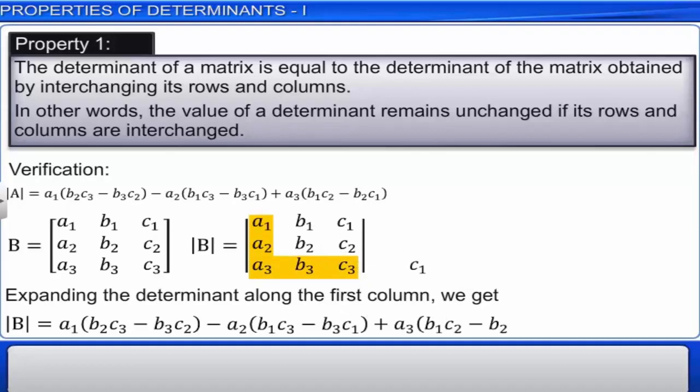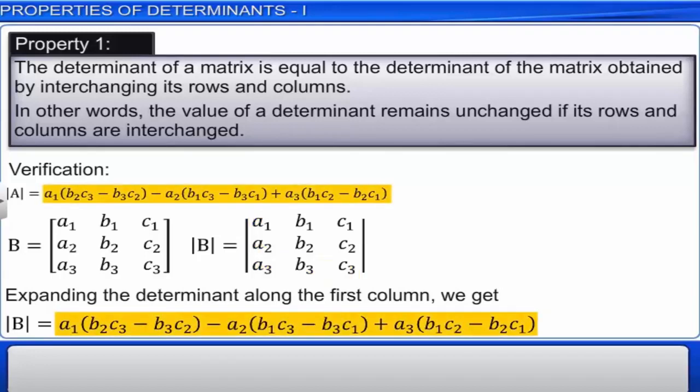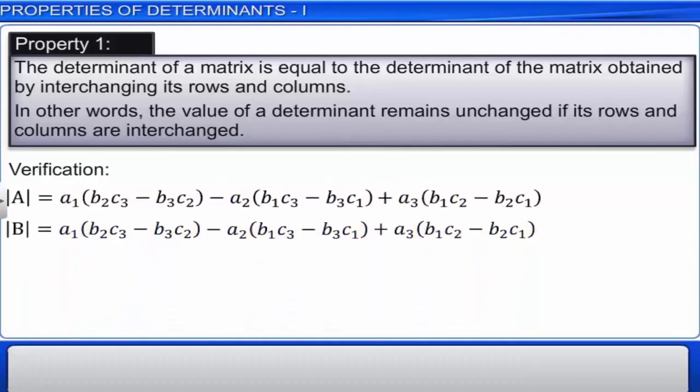Observe that we get the same value as we get on expanding determinant A. Hence, we have determinant of A is equal to determinant of B, and matrix B is nothing but transpose of matrix A. Thus, the determinant of square matrix A is equal to the determinant of its transpose.